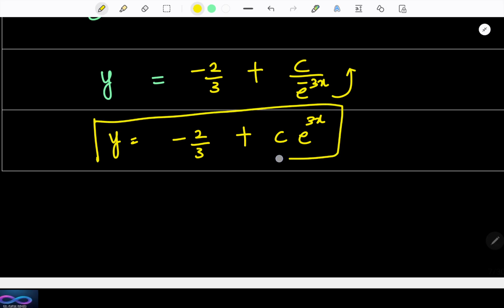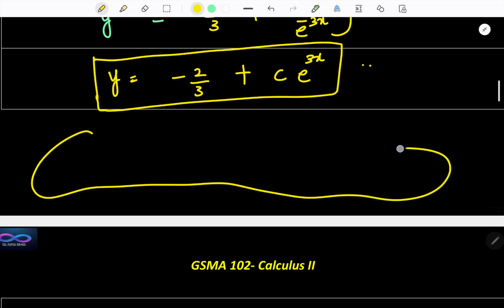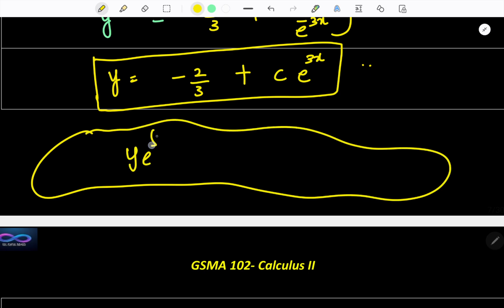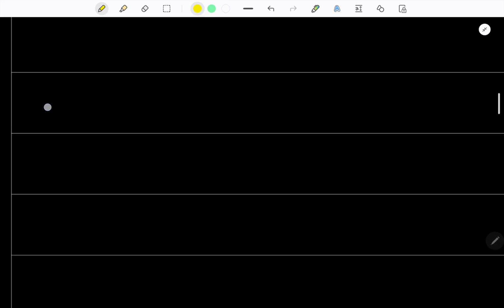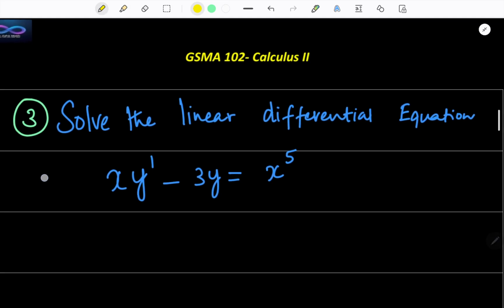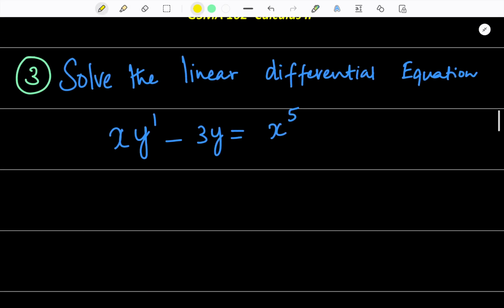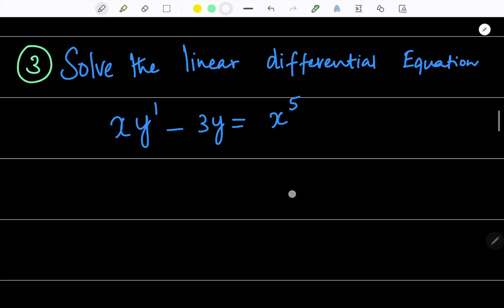Okay, right. So very easy solving the first order differential equation. You have to remember one formula, which is y e power integral p dx equals integral q e power integral p dx plus c. So if you remember this formula, easy to do this question. Easy to remember, this side same. Here y, here q, and then one integral. That's it. Let's solve the next question, which is solve the linear differential equation xy dash.